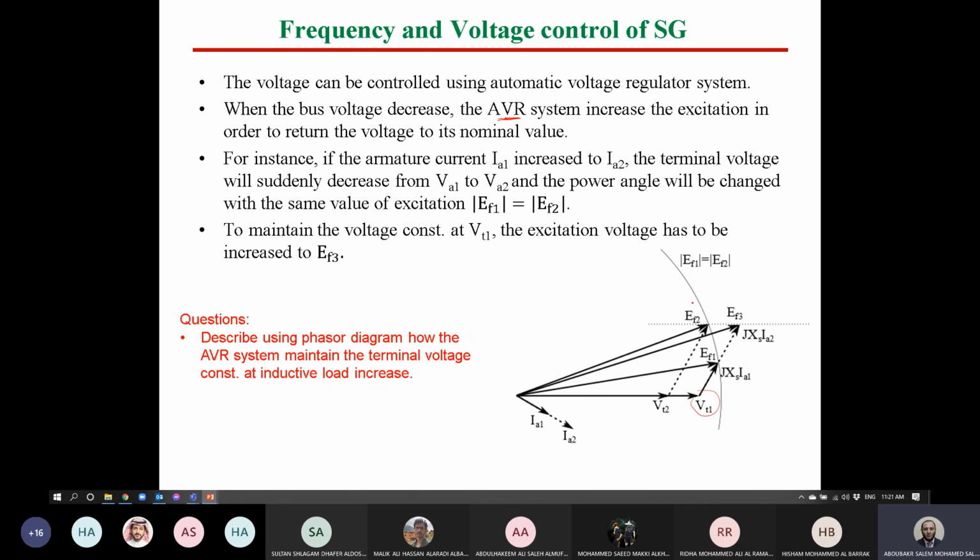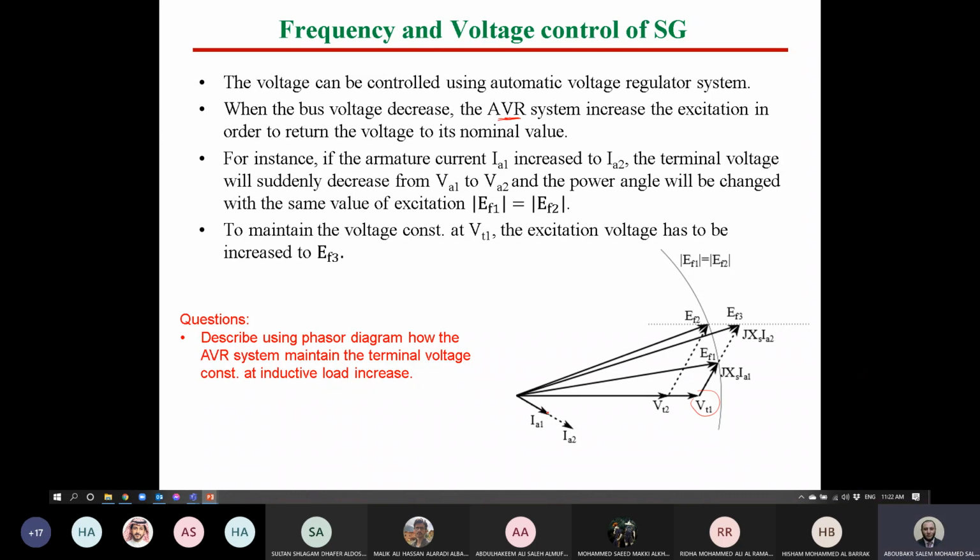Is it clear from the phasor diagram how we could conclude it from here? Can you draw the phasor diagram systematically, like what we have described now? Firstly, we have case number 1: IA1, V terminal 1, EF1. This is step number 1, where the operation was stable at a certain power, where IA1 was absorbed from the generator.